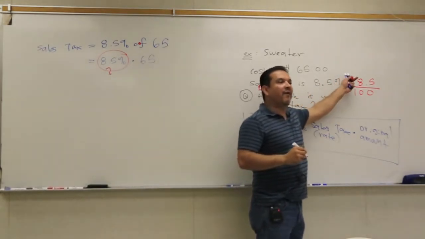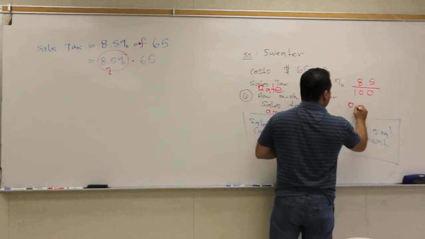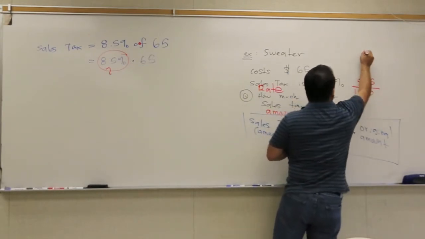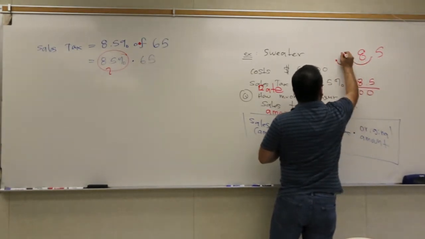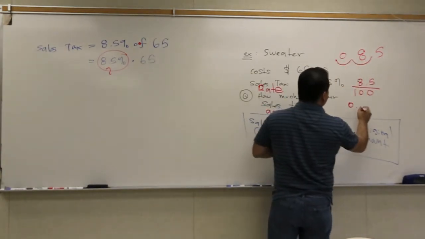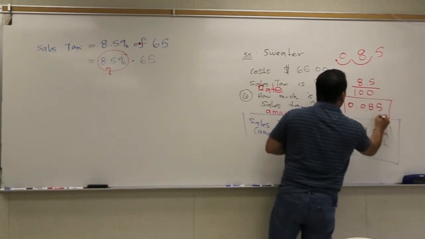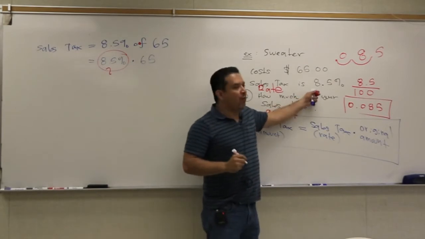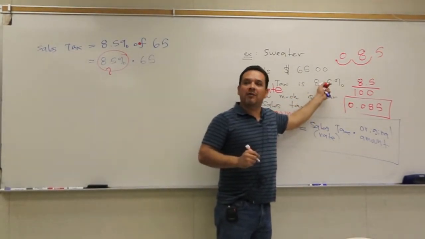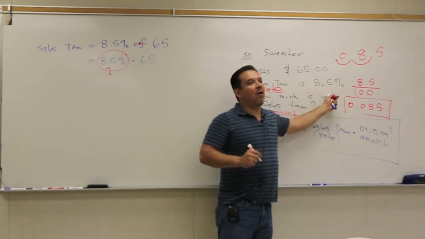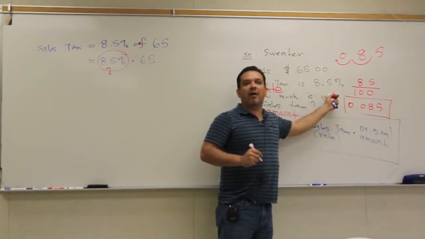Representation. It is 8.5 over 100 by definition. But as a decimal, what is this? We move it how many spaces? Remember, here's 8.5. Move it 1, 2 spaces. Plug a 0 there. So this is 0.085. This is the decimal representation of the 8.5%. This is what you use numerically in your calculations. Always, always, always. Okay, you okay with that? You always use the numerical representation.